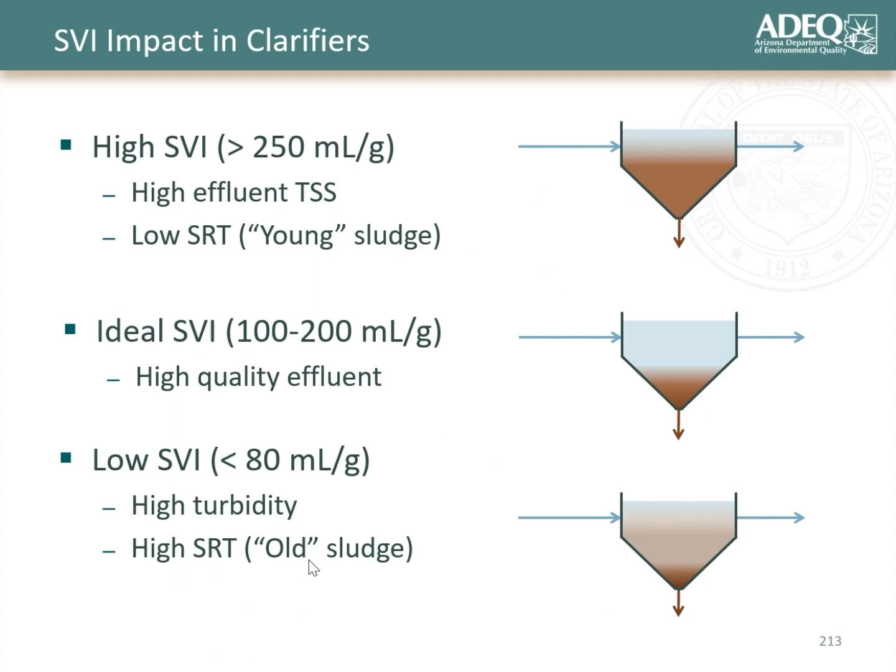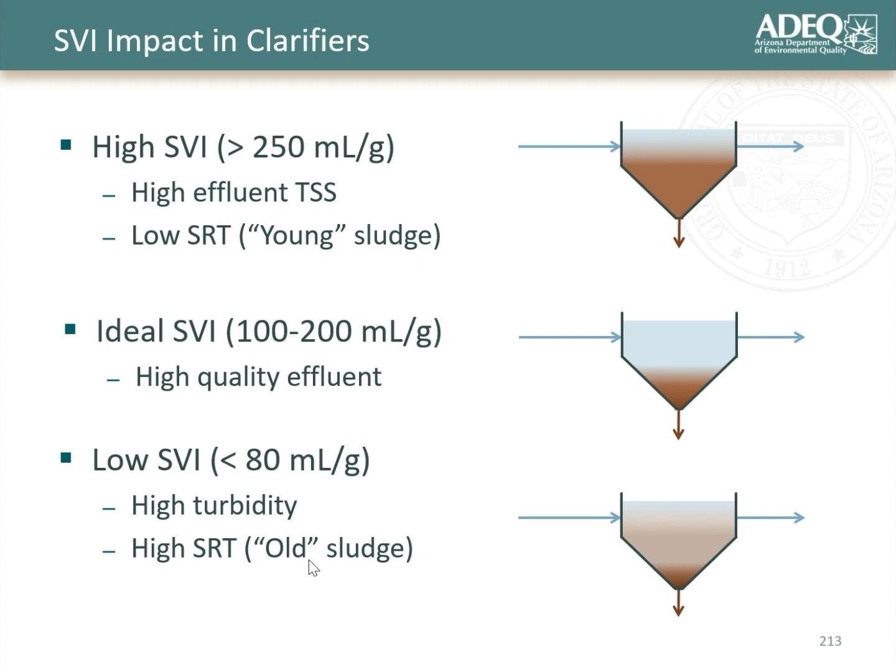So for your system, what is your target? What do you really want your SVI to be? Well, if you have a really high SVI, which means a high volume per gram of mixed liquor, that means you have poor settling sludge. Typically, you have a higher effluent TSS. This typically is indicative of a younger sludge with a low SRT.